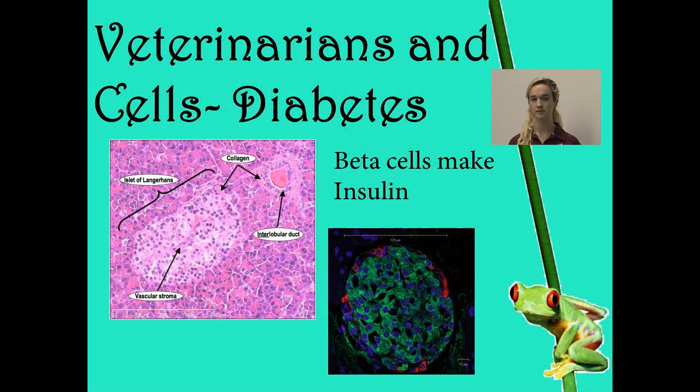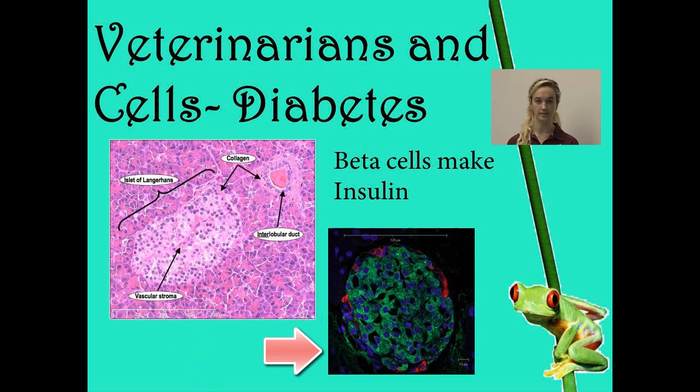So if you took a slide of a pancreas, you took a really thin slice of a pancreas, put some stain on it, looked at it under a microscope, it would look like this. And it has these areas called the islets of Langerhans, which are those light pink colored cells that you can see. If you do a different kind of staining on them, they look like this. Those green cells are called beta cells. And beta cells make insulin.